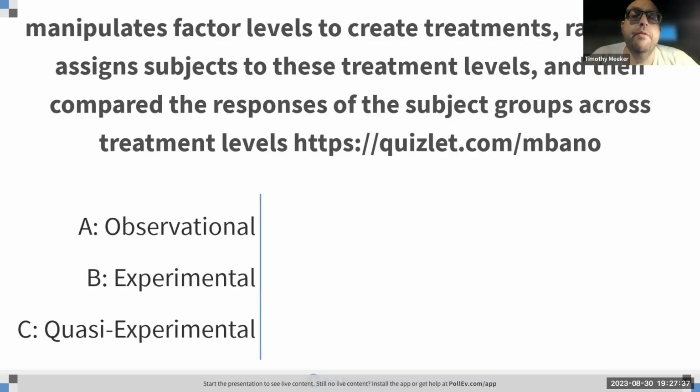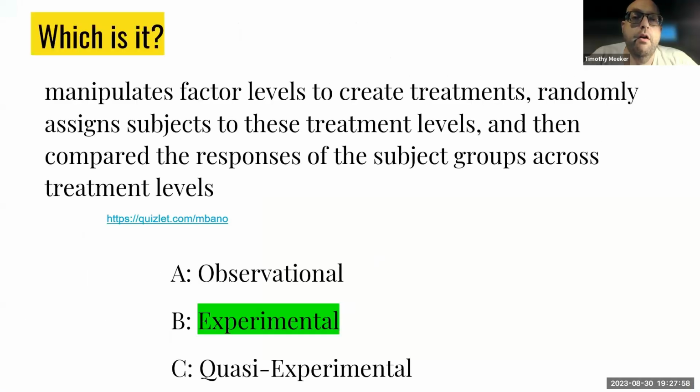So if you don't have the ability to randomly assign subjects, that's when it becomes quasi-experimental. And I have to say that I've not seen the term quasi-experimental that much. I think it's more common in certain psychology experiments, large psychology experiments. Okay, yes, so experimental is the correct answer.